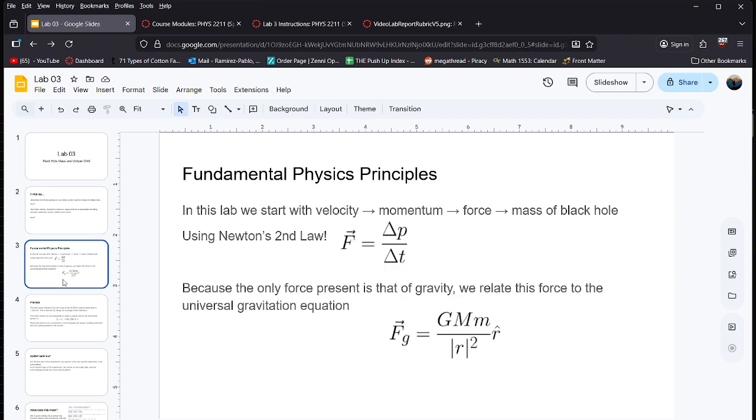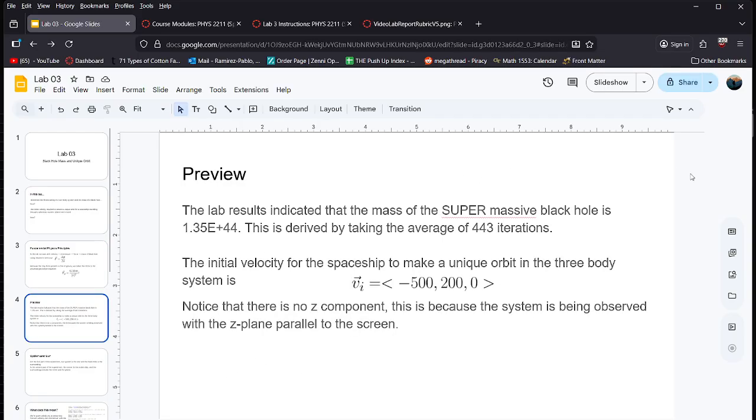The fundamental physics principles that we're working with today: we're going to start with velocity, move over to momentum, then force, and from force we'll be able to figure out the mass of the black hole. We do this by using Newton's second law, which relates the change in momentum to the force applied. Because the only force present is gravity, we relate this force to the universal gravitation equation, which is right here.